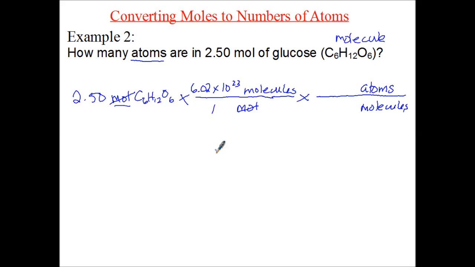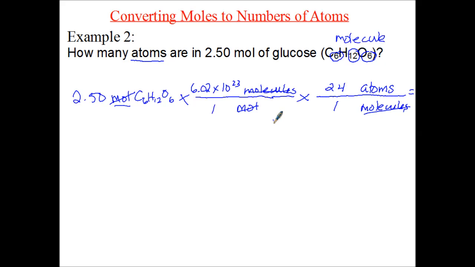The easiest way to do this is to think about, if I have 1 molecule, how many atoms do I have in that 1 molecule? Remember that our subscripts here stand for number of atoms. So if we add those together, we should get the number of atoms in 1 molecule, and that should be 24. Now we can cancel out the molecules, and we're left with atoms, which is what we're trying to find, so we don't need another conversion factor.